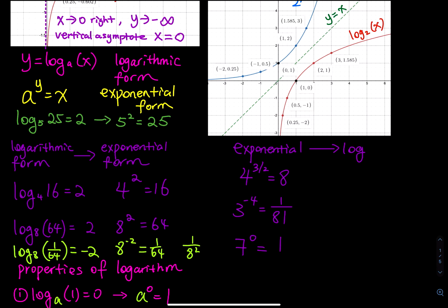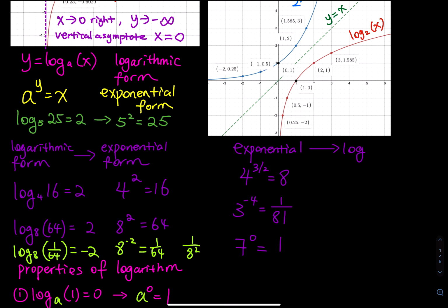So from exponential back to logarithmic, we have 4 to the 3 over 2 power equals 8. The half in the exponent is a square root. The square root of 4 is 2, and 2 raised to the third power equals 8.